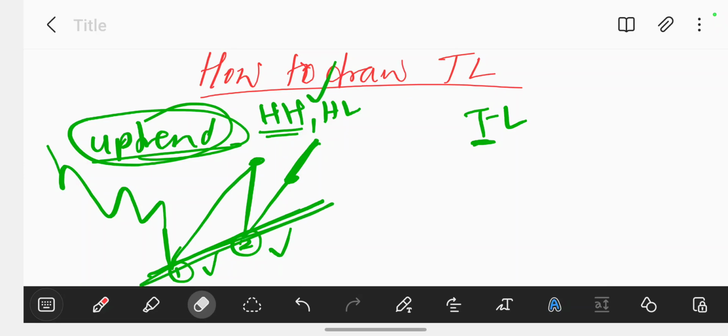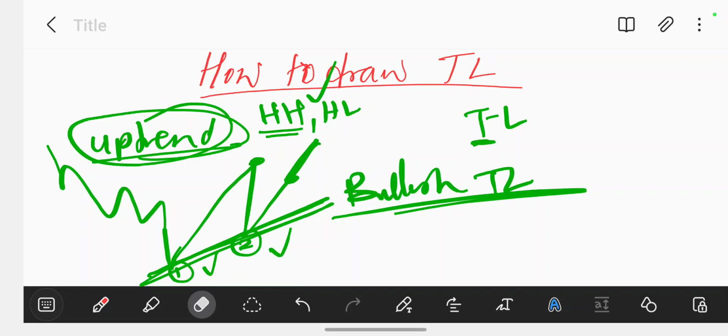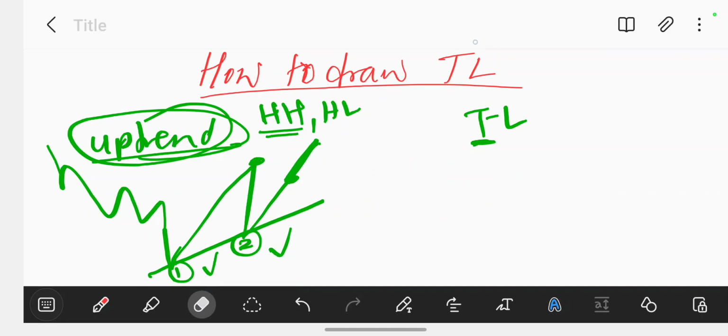That's when you can put a trend line and say I have a bullish trend line. You see, that's how you draw a trend line. You can't say you have a trend line here. This can't be a trend line, guys. This is not a trend.